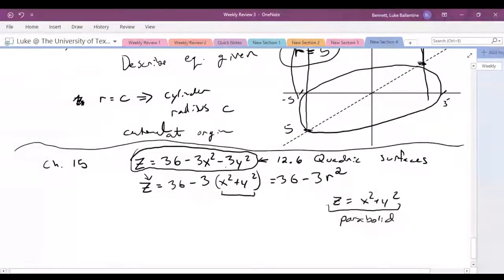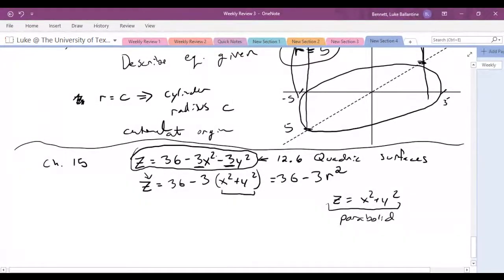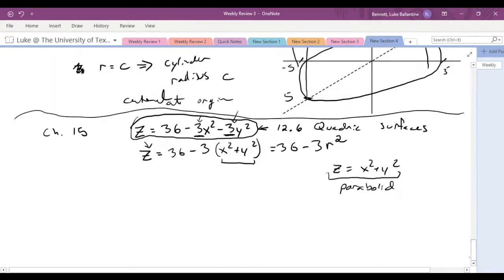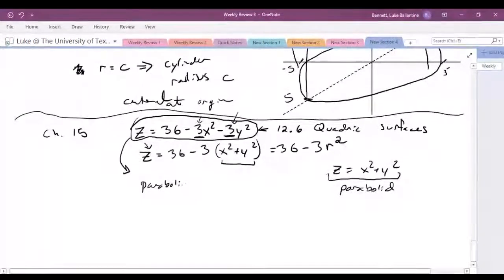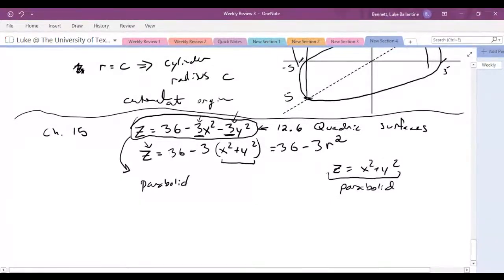Now you see that the threes match up, so it's going to be like circular cross sections, as opposed to if this was like a four and this was like a five. If there were different numbers and they had the same sign, then it would not be a paraboloid, it would be an elliptic paraboloid. But since they're the same number, it just stretches it by a constant factor, so it wouldn't be ellipse cross sections. But anyway, we would have this being a paraboloid. I don't know if I spelled that right at all.